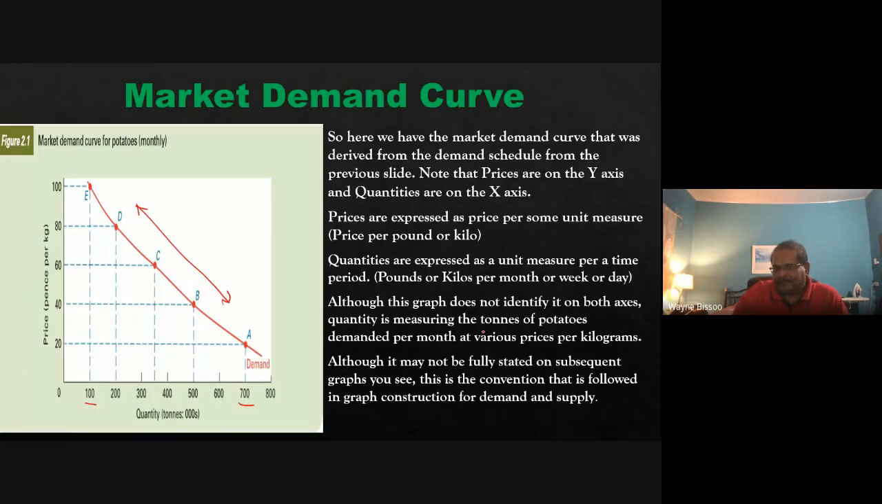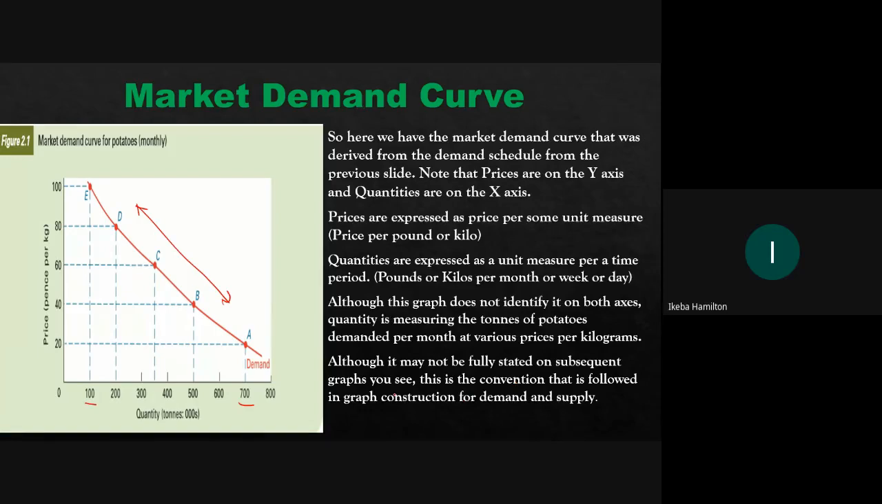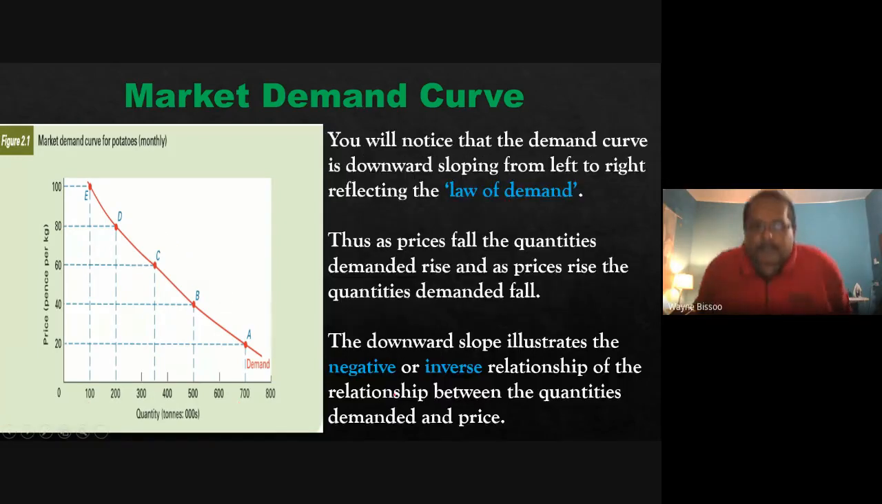Yes? Yes, sir. Okay. So when we go here, that's exactly what I said here. You notice that demand curve is sloping downward from left to right, reflecting the law of demand, which is what we were just talking about. Thus, as prices fall, the quantities demanded rise, and as prices rise, the quantity demanded falls. The downward slope illustrates the negative or inverse relationship between quantity demanded and price. All right. So that again is reflective of the law of demand.